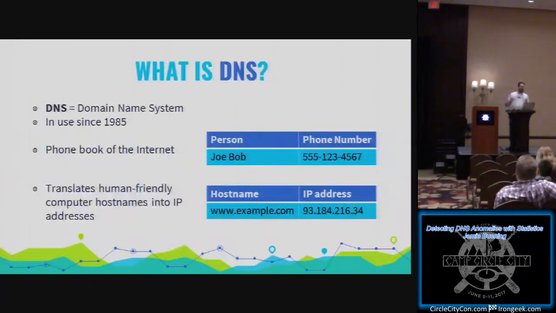This intro, if you're familiar, you'll know DNS is the domain name system, in use since '85, and it's the phone book of the internet, essentially. So it's a comparison here where you know who you want to talk to, call on the phone, Joe Bob. You've got to go look up his phone number so that you actually initiate that communication and talk to him. Similarly, DNS translates that human-friendly name into an IP address that a computer can then use to initiate that communication, and you can get the resource, web page typically, or other type of data.